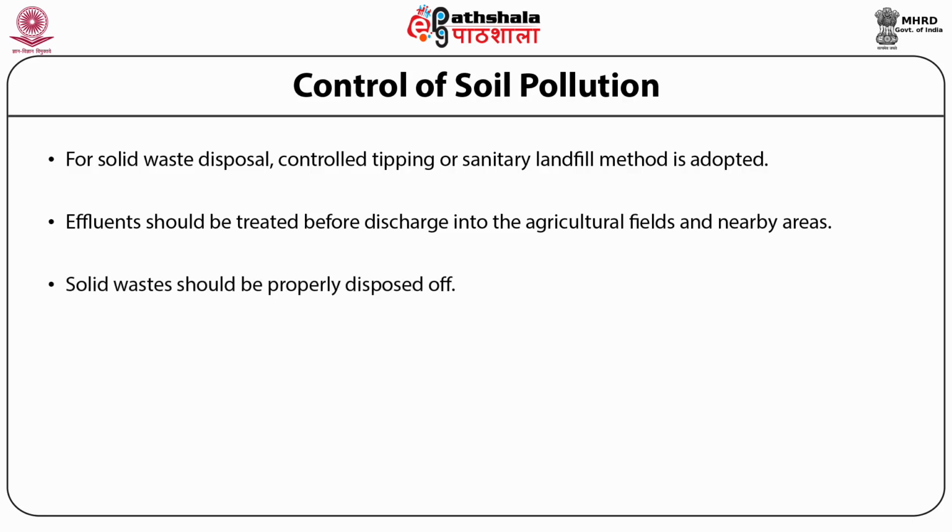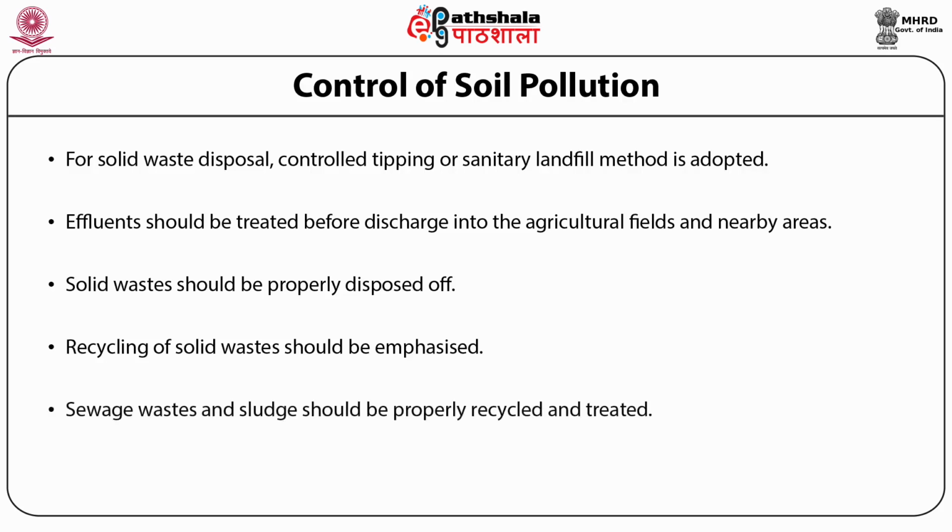Solid waste should also be properly disposed of. Recycling can also be emphasized. We can always post garbage bins of different types at each place so that we can segregate the biodegradable and non-degradable waste. And then the recyclable waste also, we can recycle a few things like glass, tin, metals, paper. So we should segregate it and then recycle it. Sewage waste and sludge should be properly recycled and treated. And we can also recycle and reuse the liquid as well as solid waste.